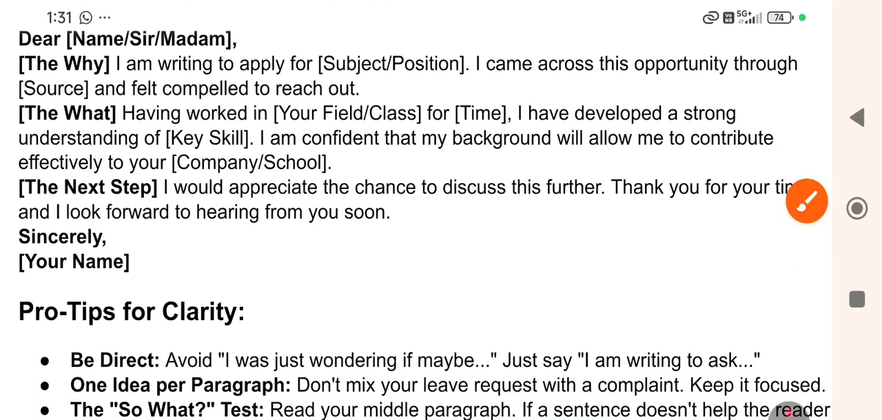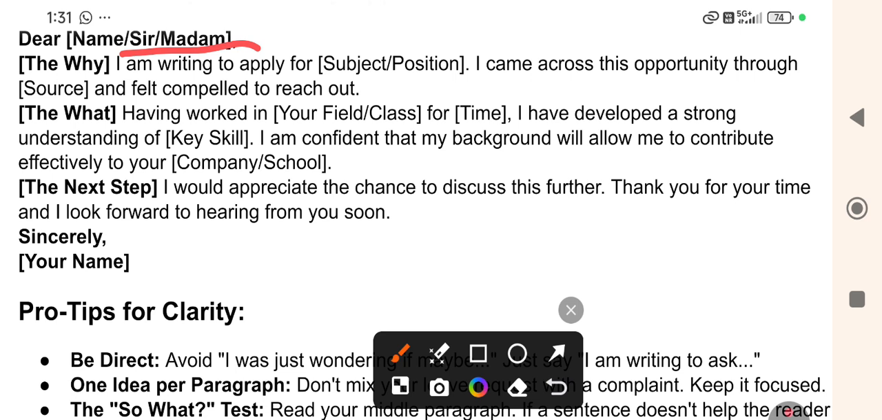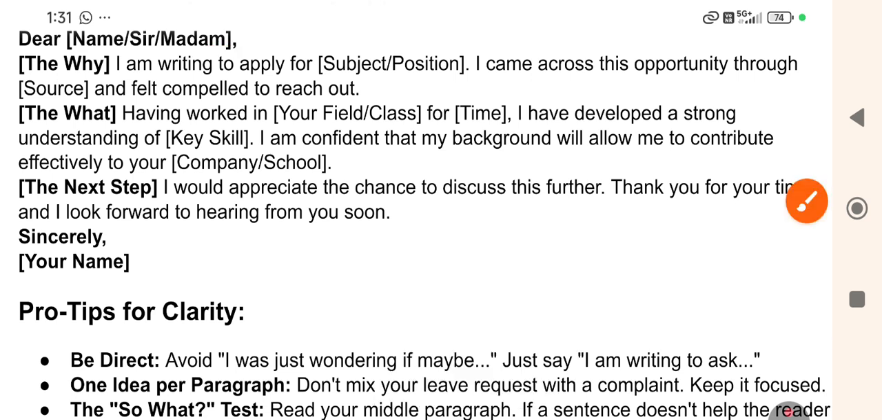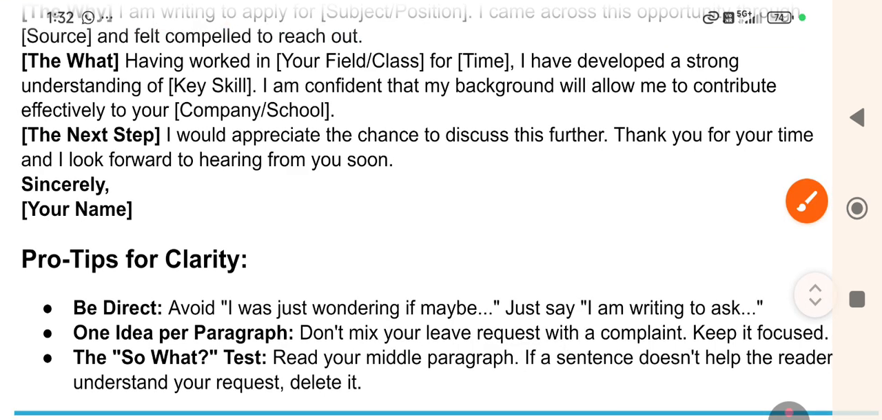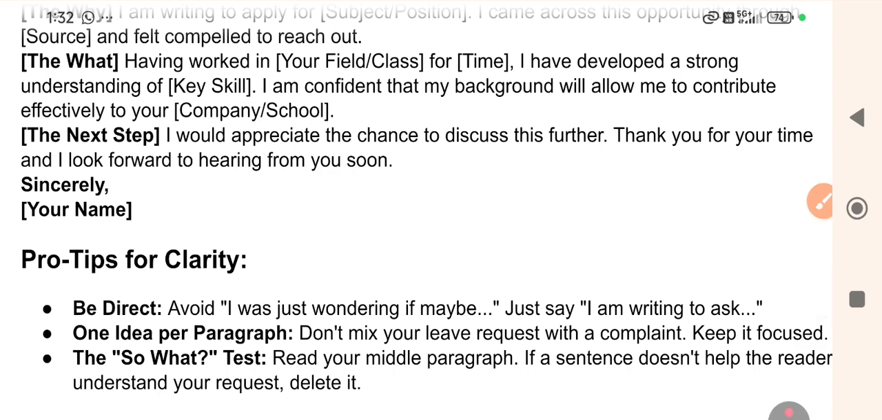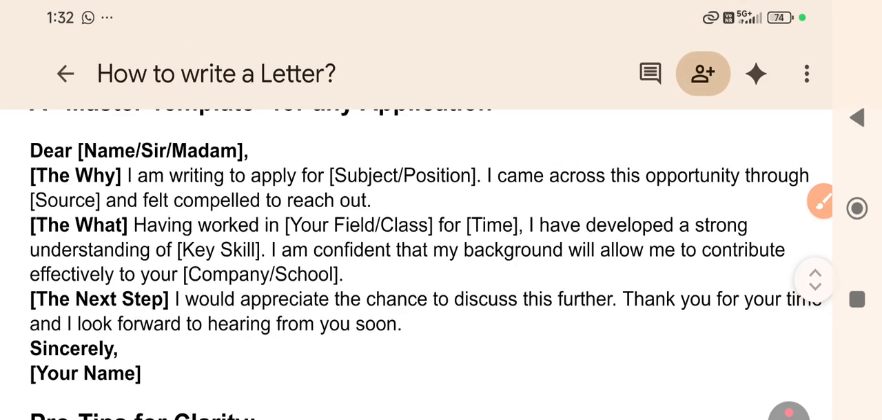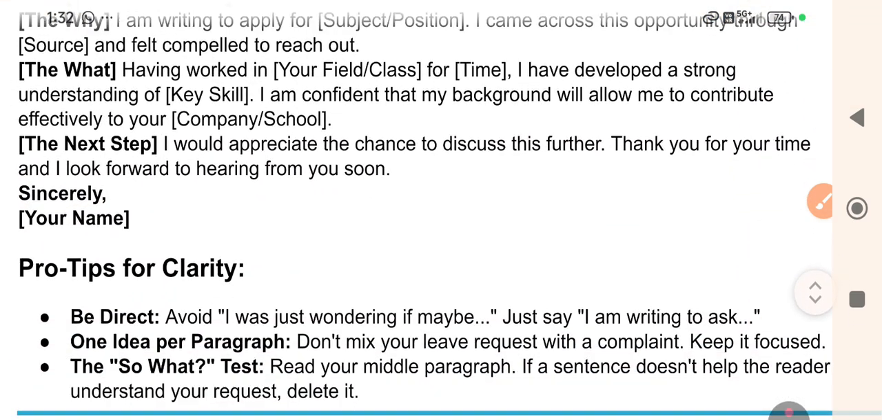So they have given a simple one here: Dear Mr. Sharma. How can you write? I am writing to apply for assistant professor. I came across this opportunity through Times of India and felt compelled to reach out. This can be the common template for a job application.